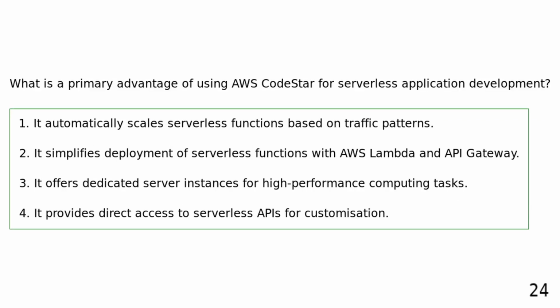What is a primary advantage of using AWS CodeStar for serverless application development? It automatically scales serverless functions based on traffic patterns. It simplifies deployment of serverless functions with AWS Lambda and API Gateway. It offers dedicated server instances for high-performance computing tasks. It provides direct access to serverless APIs for customization.